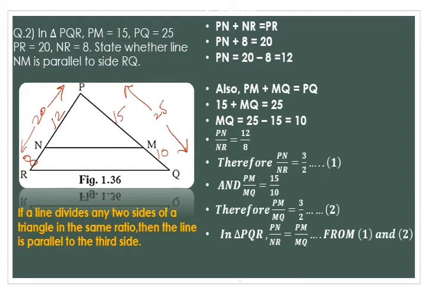Hence we can write, in triangle PQR, PN upon NR is equal to PM upon MQ from 1 and 2, and hence by the converse of the basic proportionality theorem, that is, if a line divides any two sides of a triangle in the same ratio, then the line is parallel to the third side, we can write line NM is parallel to side RQ.